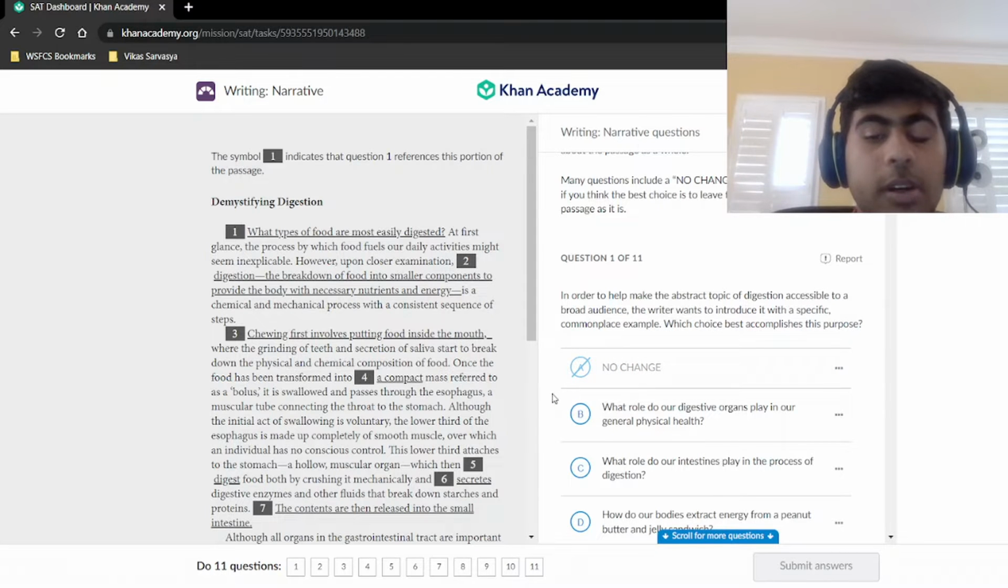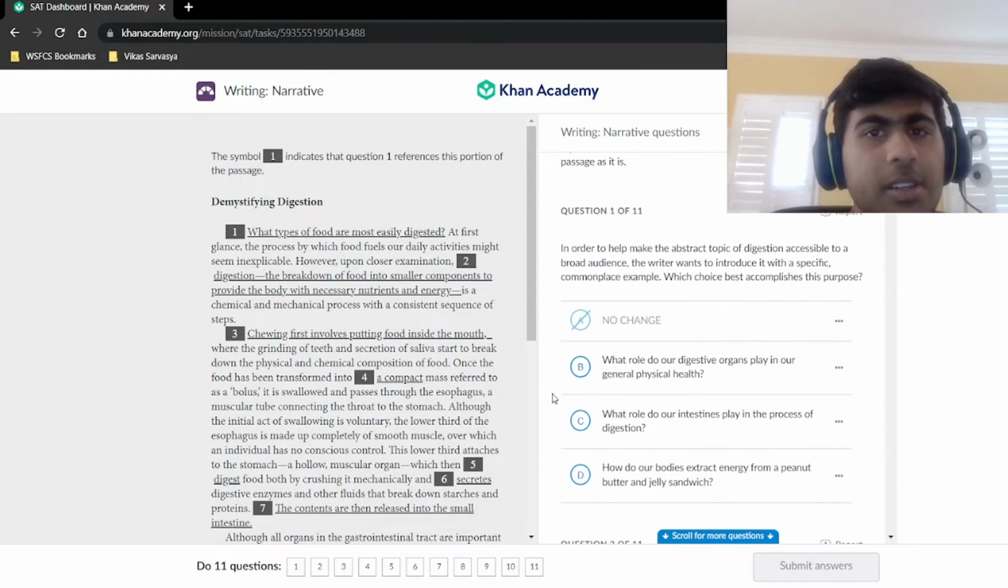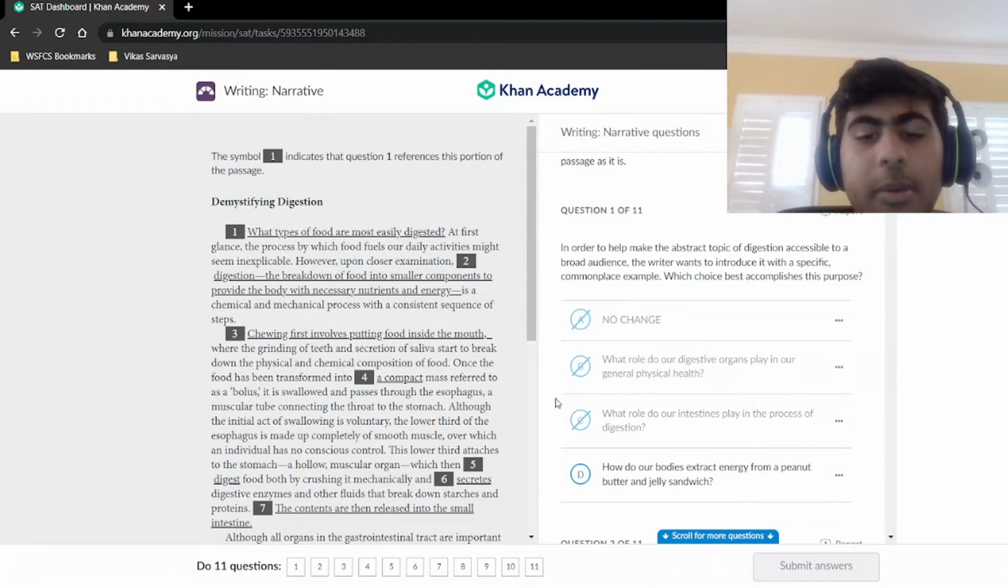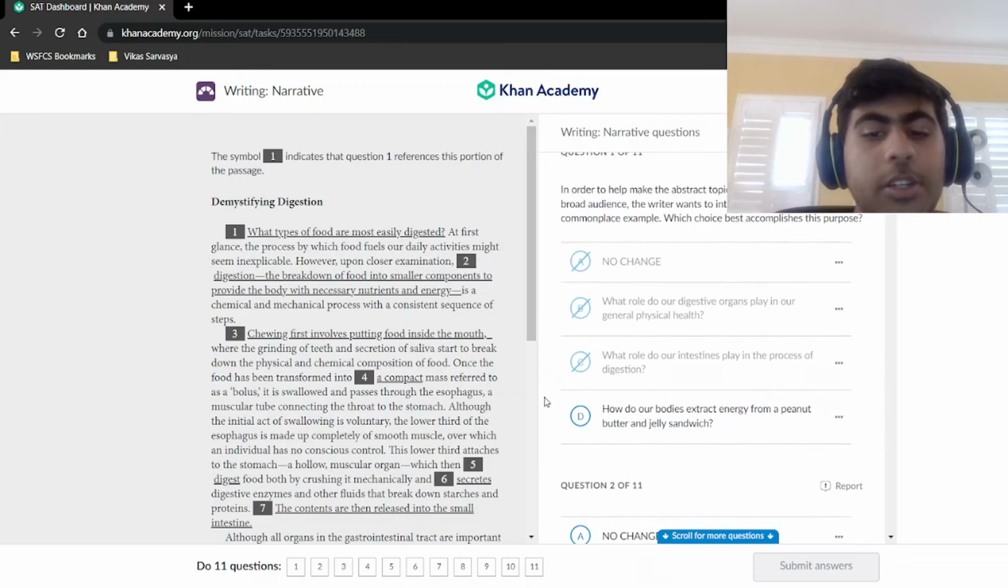What role do our digestive organs play in our general physical health? It says it right there, it's general, not specific. What roles do our intestines play in the process of digestion? That is not very commonplace, right? Like if you walked up to a random person and asked them about intestines, you'd probably get a blank stare or something, right? This is not a commonplace example. So it's not even specific about anything that we're going to be talking about here in digestion.